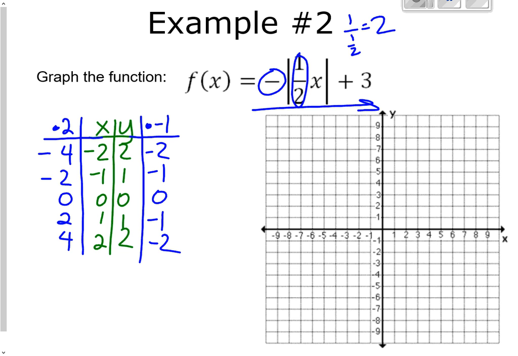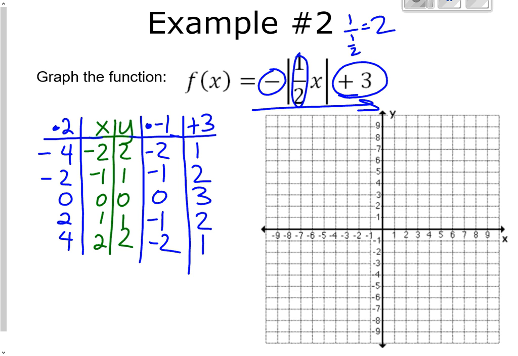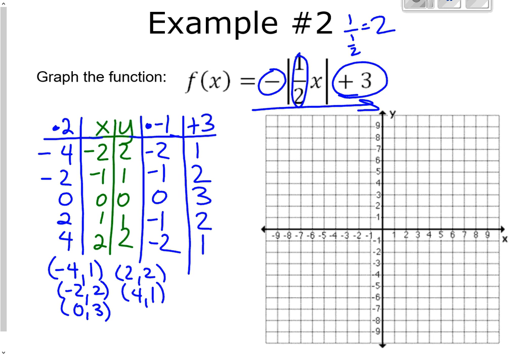And last, here I have this +3. It's being added to the whole function, which means I'm going to go to my y values and add 3. And I get 1, 2, 3, 2, and 1. And now I can list out my points. My points are going to be at (-4, 1), (-2, 2), (0, 3), (2, 2), and (4, 1). And let's see if we ended up with the absolute value graph.